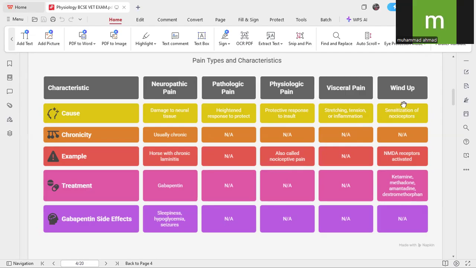Wind up, sensitization of the nociception. When one by one stimuli come, the total effect increases by time. Involves NMDA receptors, treatment like ketamine, methadone, amantadine, dextromethorphan.